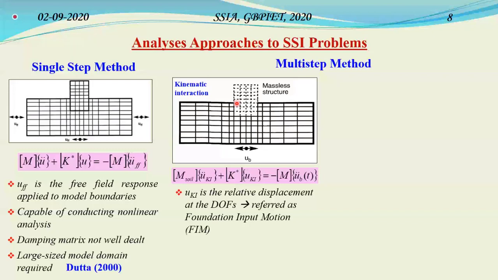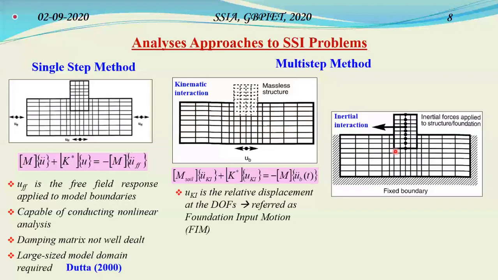As we discussed earlier, in the inertial interaction, we will use this foundation input motion at the base of the structure. We will include the mass of the system. Due to this foundation input motion and the mass of the system, we will have these inertial forces generated and applied to the structure and foundation.